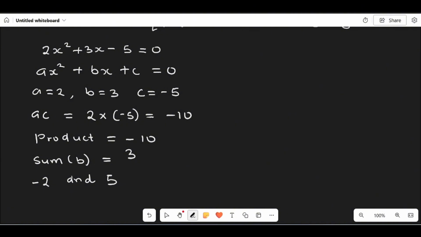Split the middle term using these two numbers. We want to split plus 3x by using minus 2 and 5. So this above equation can be written as 2x squared minus 2x plus 5x minus 5 equal to 0.